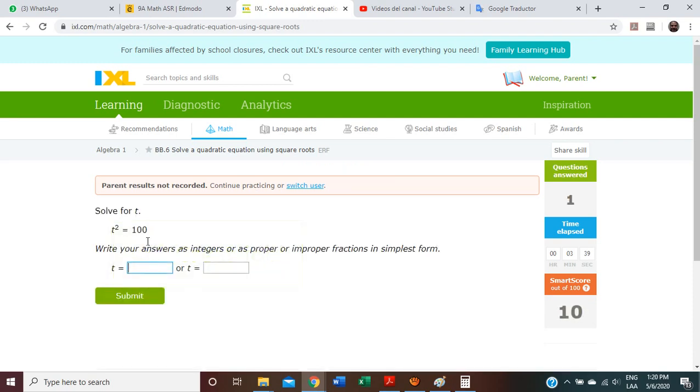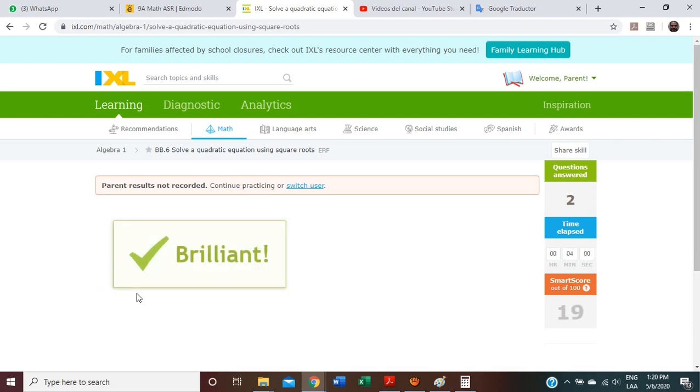Now, what is the square root of 100? If you find a number that is a little bit complicated, you can always use the calculator. In this case it is very simple, because 10 times 10 equals 100, and so t equals 10 and t equals negative 10.